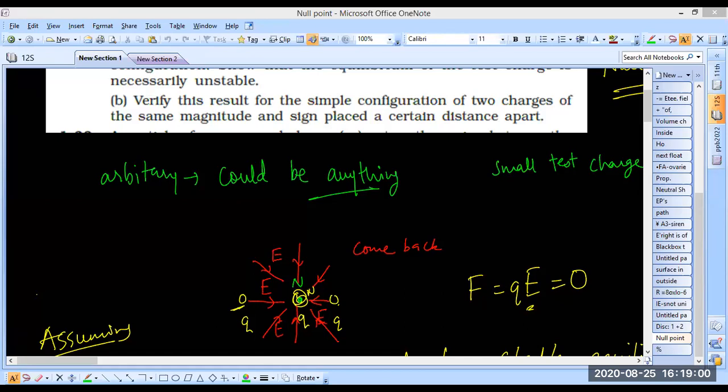Okay, we have the next question from Jainam. In Gauss law, the area vector for a closed angle is acute if the electric field is outward. Please explain. Okay. Right, fine, understood. I understood your question, Jainam.